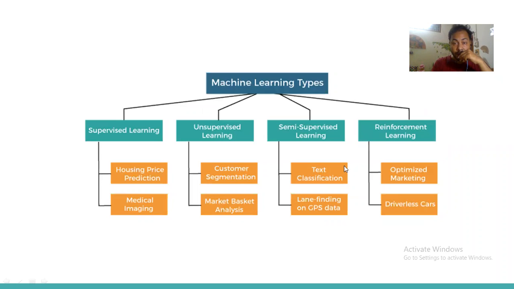So you can see from this figure, supervised learning, unsupervised learning, semi-supervised, and reinforcement. In case of supervised, problems like housing price prediction, medical imaging. In case of unsupervised, customer segmentation, market basket analysis. Then semi-supervised learning, some examples like text classification, lane finding on GPS data. Similarly, reinforcement learning, we have examples like optimized marketing and driverless car. This is very important. Driverless cars fall under reinforcement learning.